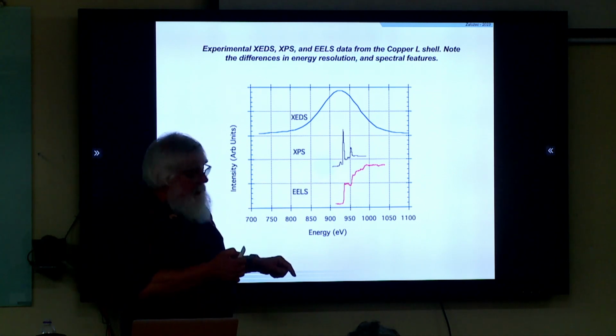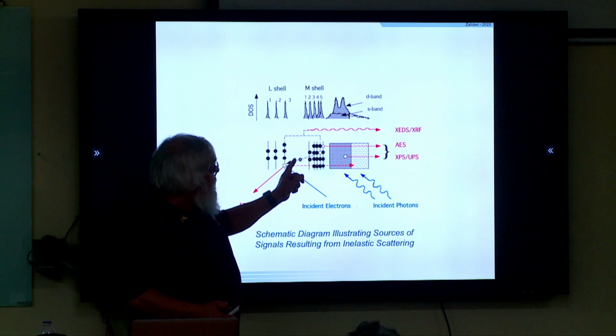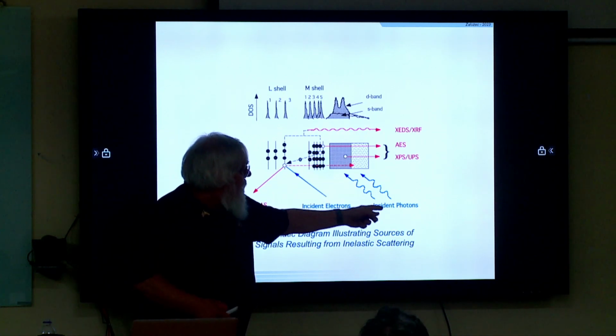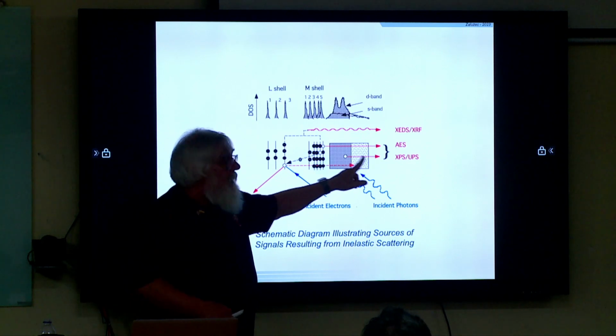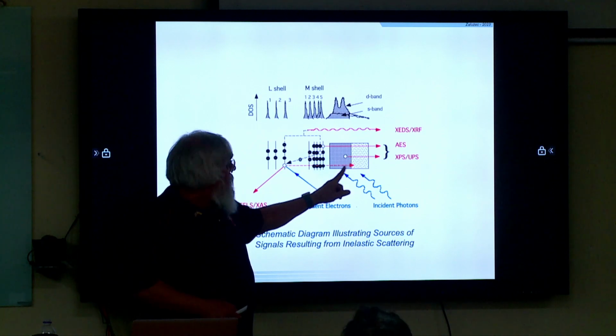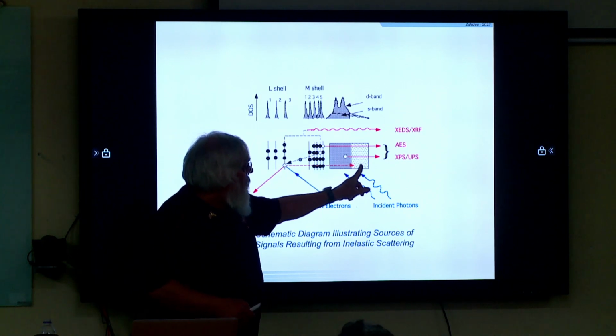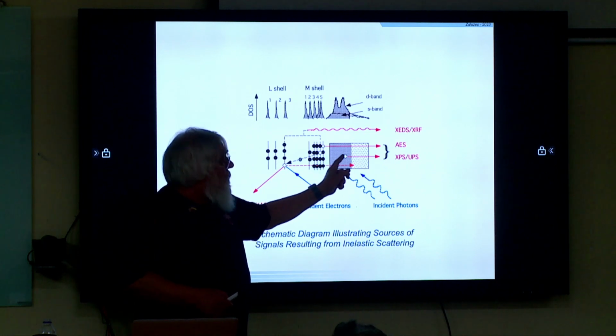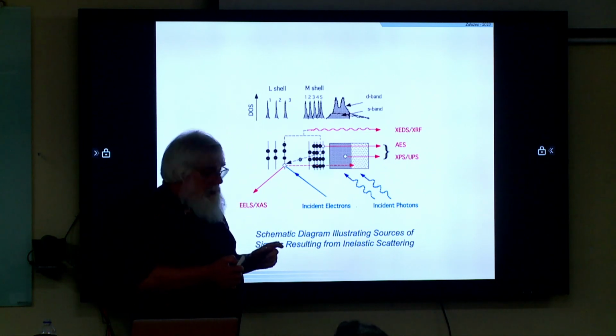X-ray photoelectron spectroscopy, on the other hand, is a different process. In X-ray photoelectron spectroscopy, photons come in, we're knocking electrons out, and we're looking at the energy distribution of these. So energy loss spectroscopy probes the empty density of states. X-ray photoelectron spectroscopy probes the full density of states.